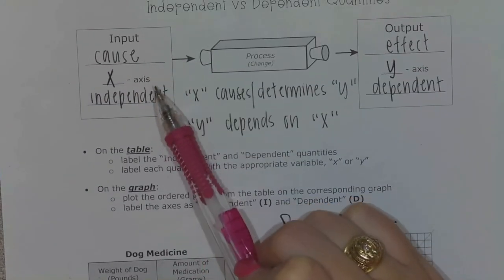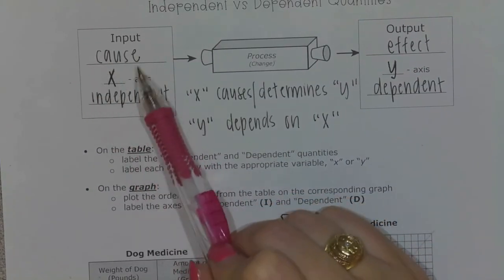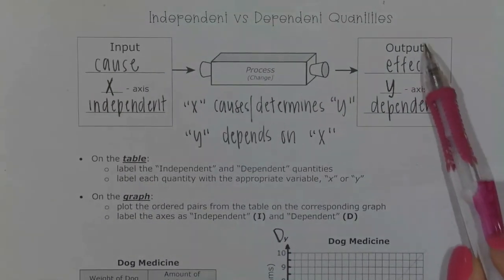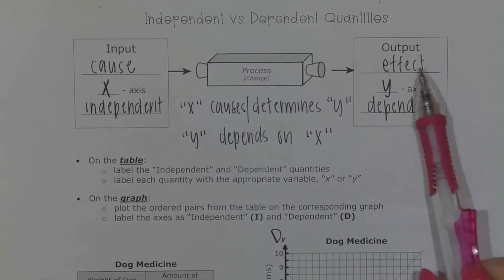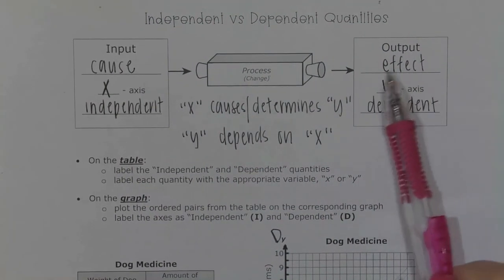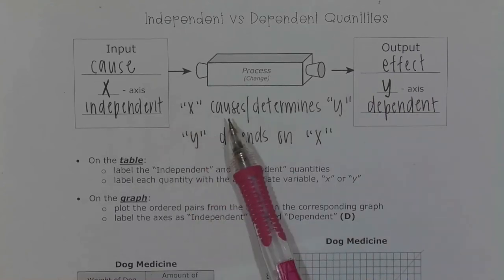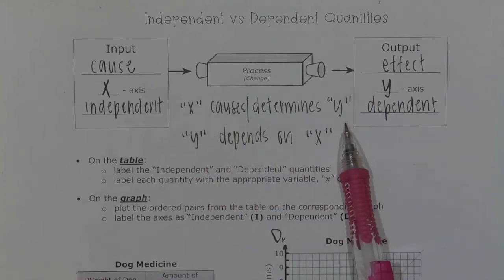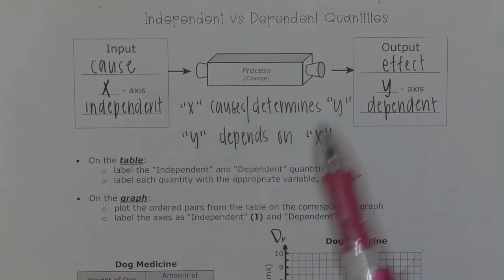So again, biggest takeaway from here. Input, cause, and independent are all about your x-axis. Output, effect, dependent are all about your y-axis. Your x will cause or determine the y, and the y depends on x.